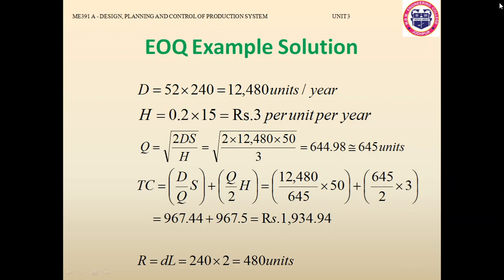Then you calculate the economic order quantity we should order. Then as per that quantity, the total cost will occur as the sum of annual ordering cost plus holding cost, given by this equation. Then you can also get the reorder point, where D is multiplied by L. So in this way you can get the reorder point also.